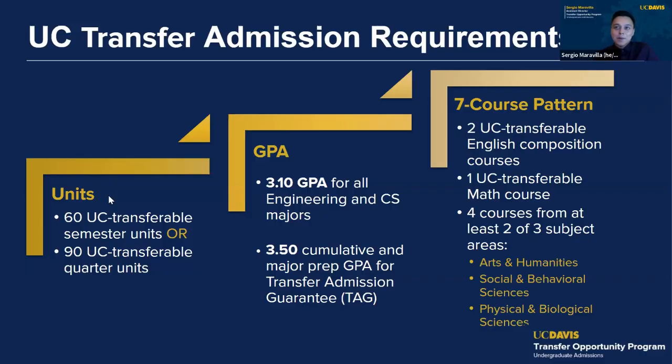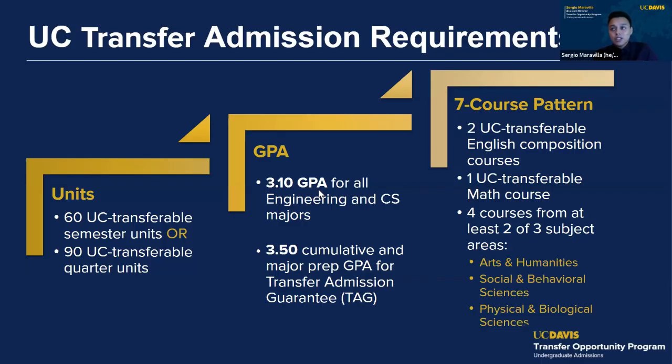All transfer applicants must complete at least 60 semester units of UC transferable coursework by the end of their last spring semester. In regards to GPA, all transfer applicants in the College of Engineering must have a minimum GPA of 3.1 across all their UC transferable coursework. If a course is not UC transferable, it will not be considered in the GPA count. But if you're applying for any major in the College of Engineering, it will be a 3.1 minimum GPA.